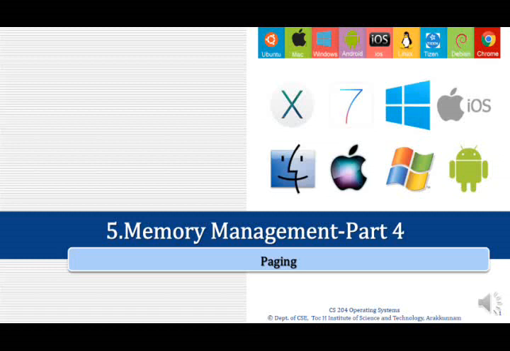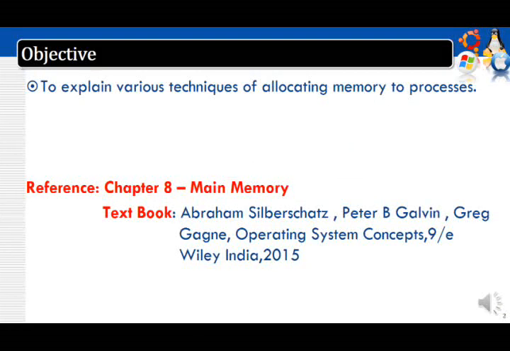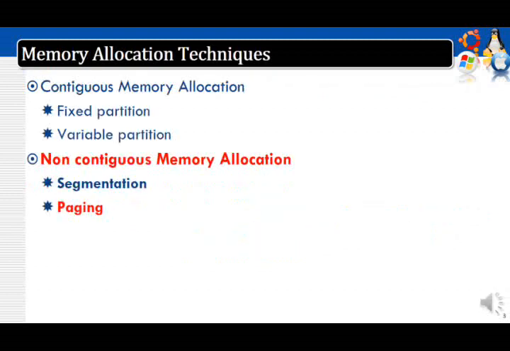Today we will be discussing the paging technique, which is the third memory allocation technique, and this is a continuation to the memory management part 3. So our objective is to explain various techniques of allocating memory to processes. In the last two tutorials, we have discussed the memory allocation techniques, namely contiguous memory allocation and segmentation. Today we will be discussing the paging scheme, which is coming under non-contiguous memory allocation.